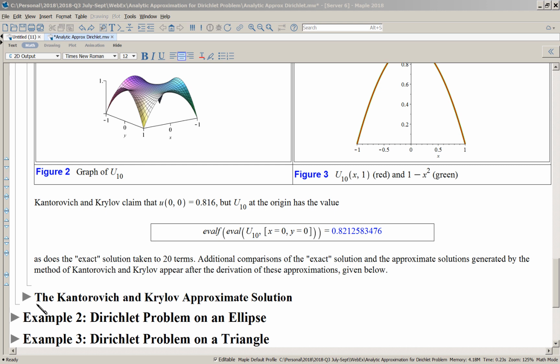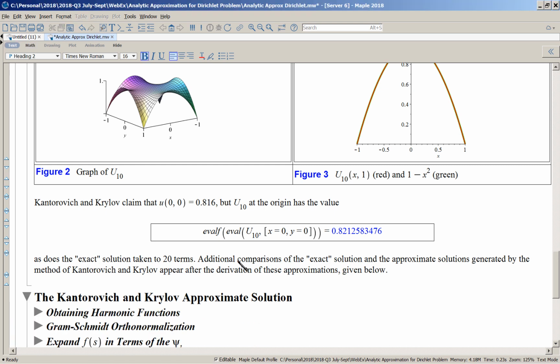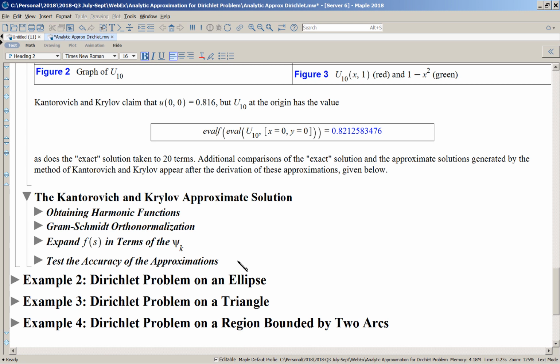So now let's look at the approximation technique, following in Maple what Kantorovich and Krylov did with their set of tools, basically pencil and paper.